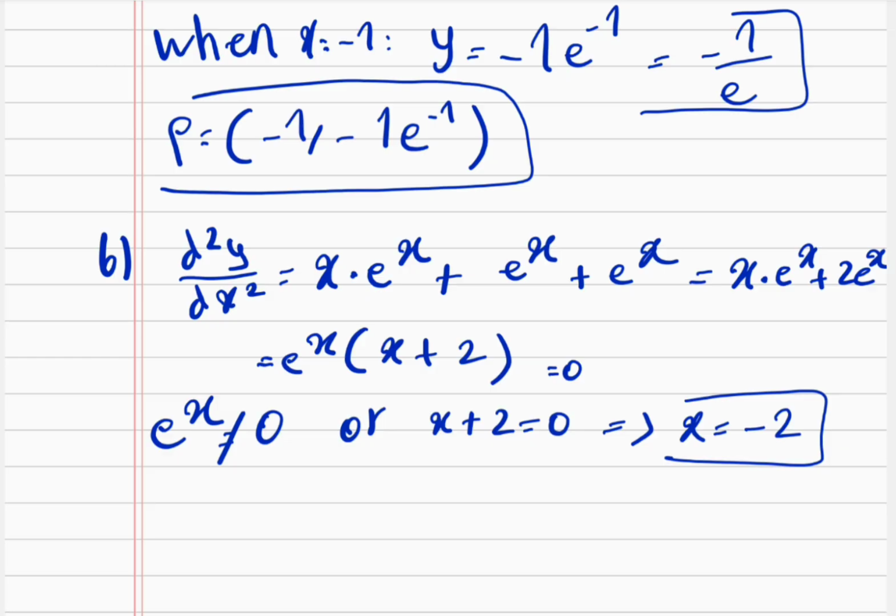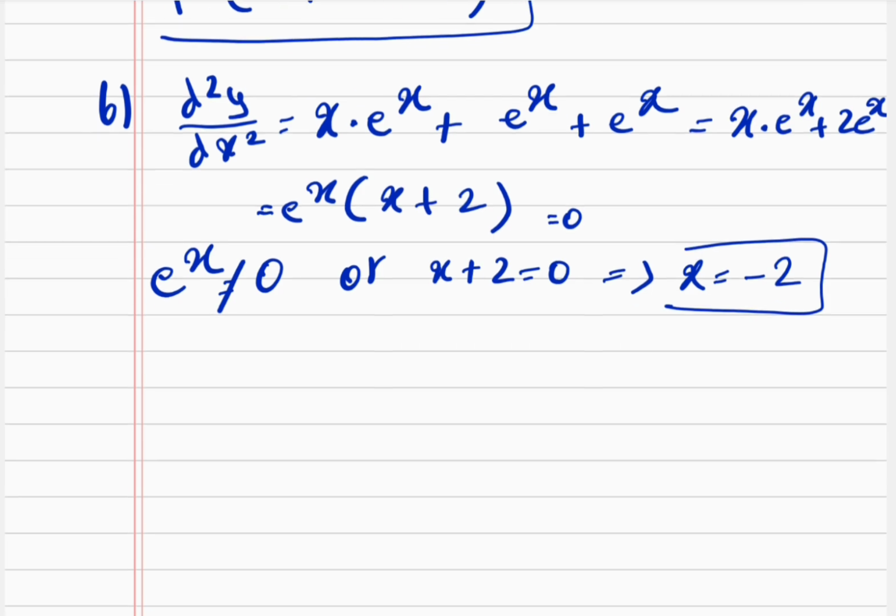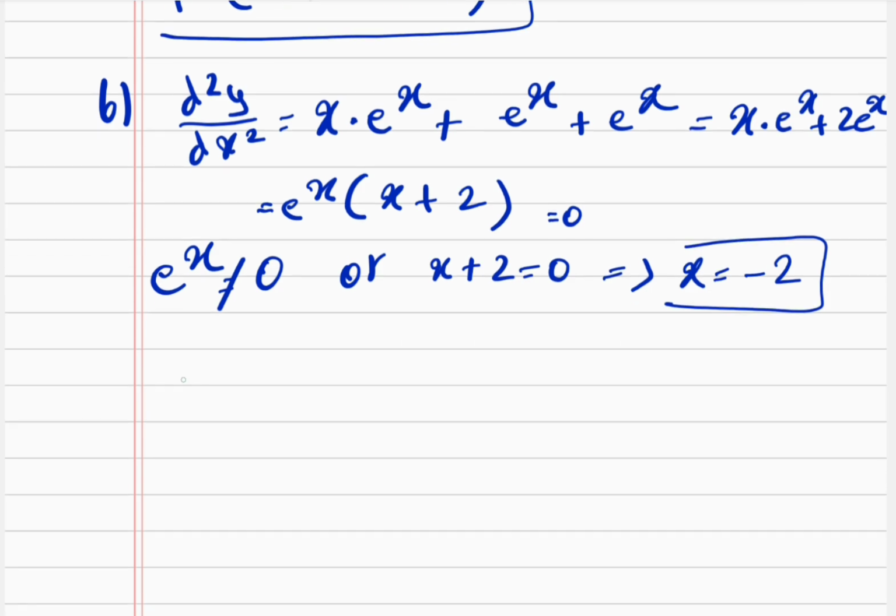And that is checking what happens just before and after the x value that we found. So what I mean is that we are going to substitute the values of x is equal to, one of them is minus 2 plus 0.1, and then we substitute x is equal to minus 2 plus 0.1 into the equation of d squared y by dx squared.